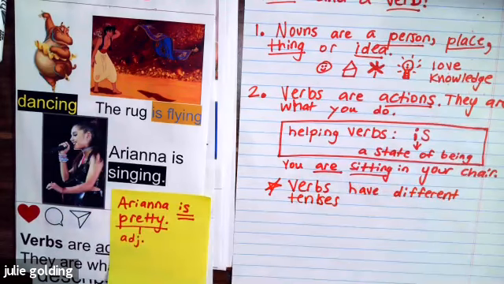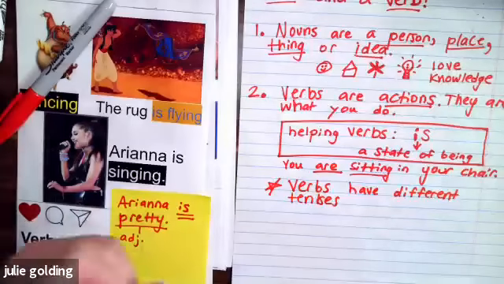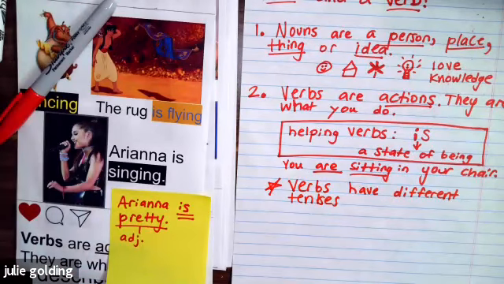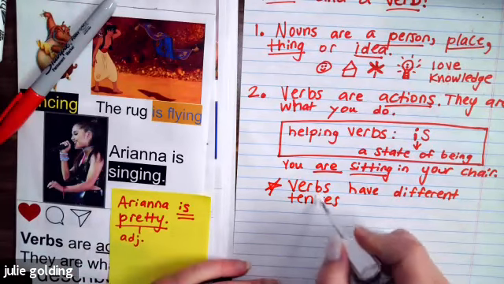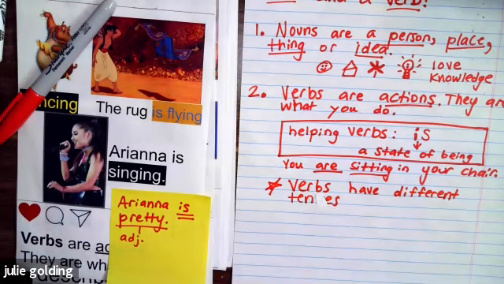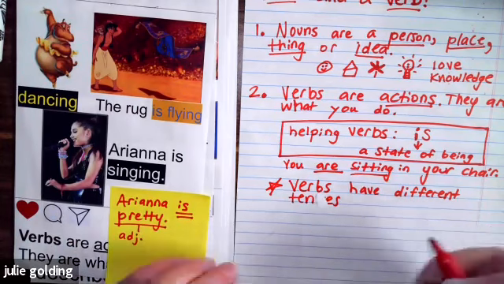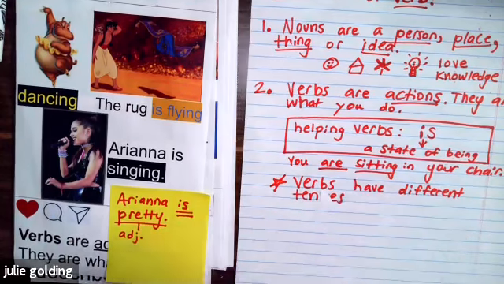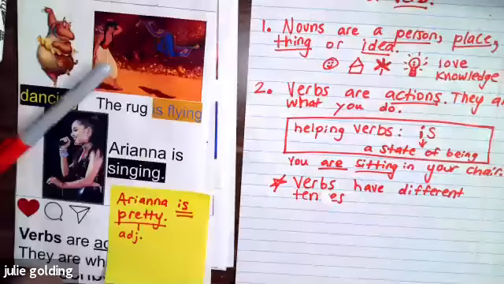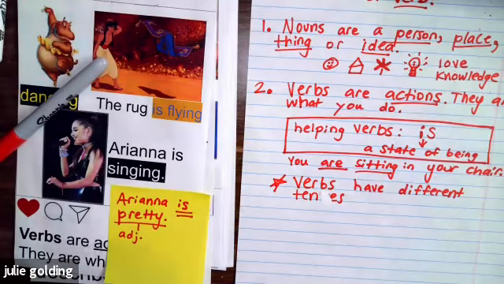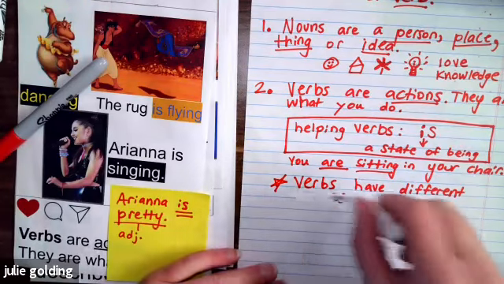Oh, I almost tricked myself there. I almost wrote the word tent, because it sounds like tent, like the thing that you sleep in. But we're not talking about that kind of tent. No, we are talking about verb tense, okay?